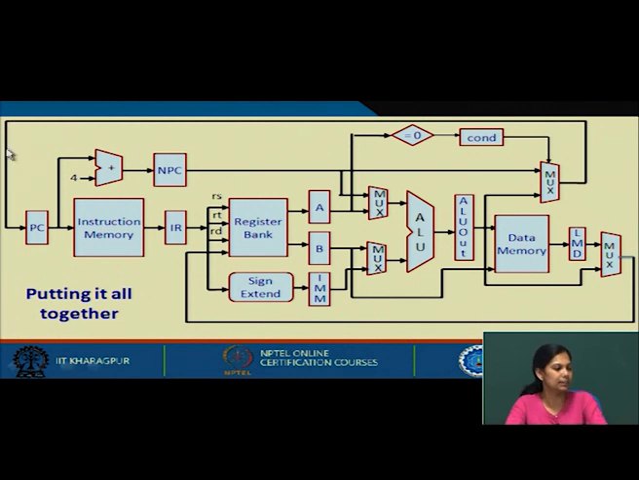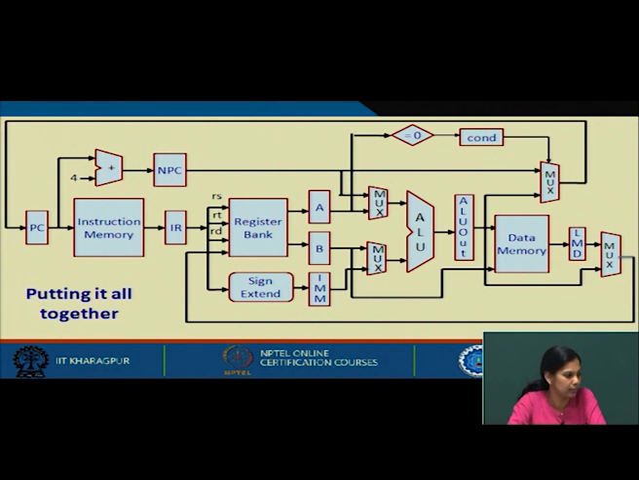Whatever we have discussed till now, starting from instruction fetch to instruction decode, then to execute, then to memory operation, and finally to write back, all are now put together. So, this overall picture gives you an idea of how it is actually happening. This is the data path for MIPS.